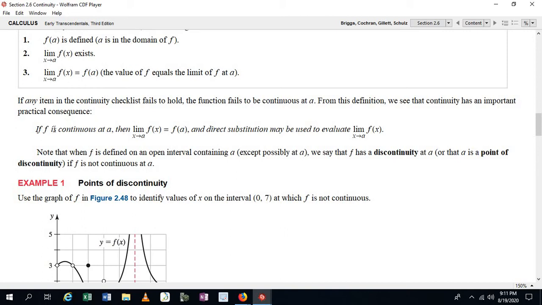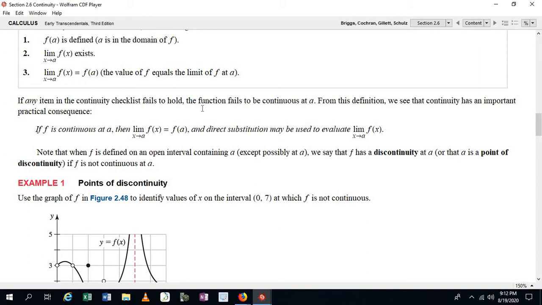And here's why. Because if f is continuous at a, then the limit of f of x as x approaches a must be equal to f evaluated at a by the definition of continuity at a. And that really means I can evaluate this limit on the left-hand side by simply substituting a into the function. In other words, direct substitution. And so this is a really nice result. We can now really say, when can we use direct substitution to evaluate a limit? And the answer is, we just need f to be continuous at a. If f is continuous at a, then I can evaluate this limit by simply plugging a into the function. And so that's a nice result.